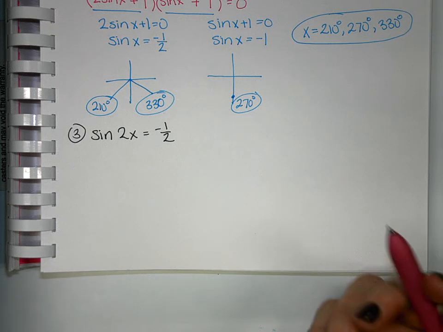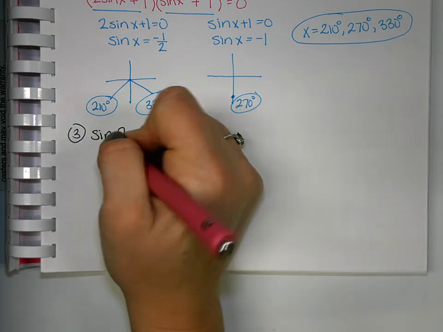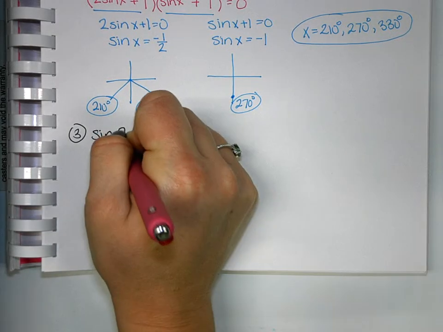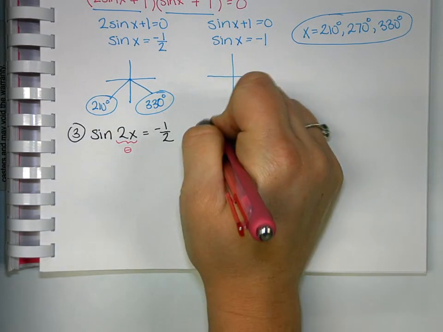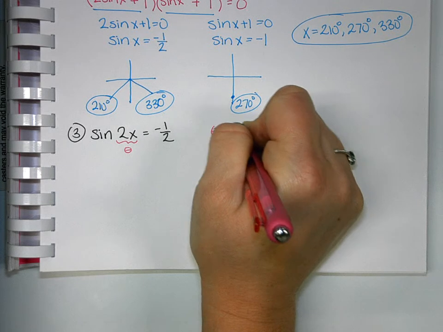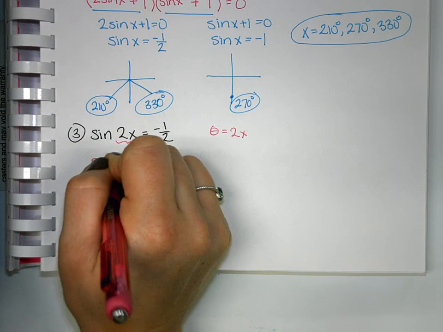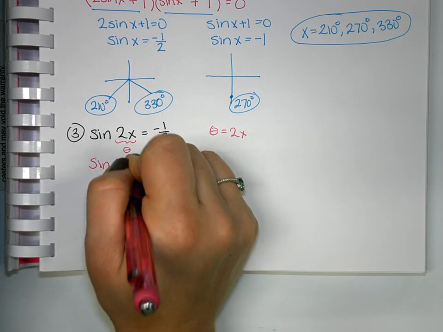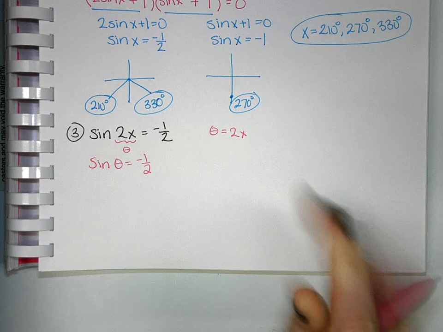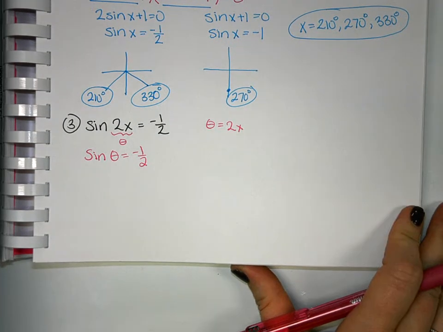So I'm going to start it the same way actually. I'm going to treat all of this as just one angle. So think of it as saying theta is 2x, and we're going to come back to theta in a moment. So I'm going to do sine of theta equals negative 1/2. That way it looks like the ones I just did.